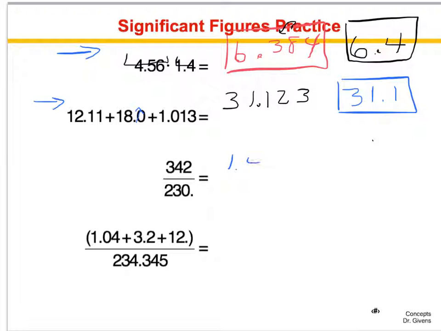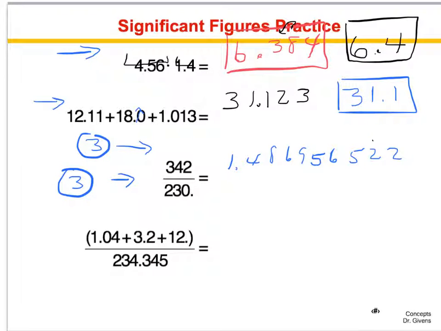On my calculator, I get 1.48695652. Is that the answer I turn in? No. The numerator has 3 significant figures. The denominator has 3 significant figures. They're both the same, so the answer has 3 significant figures, and the correct answer is 1.49, where I need to round that off. That is the correct answer. That one is not.